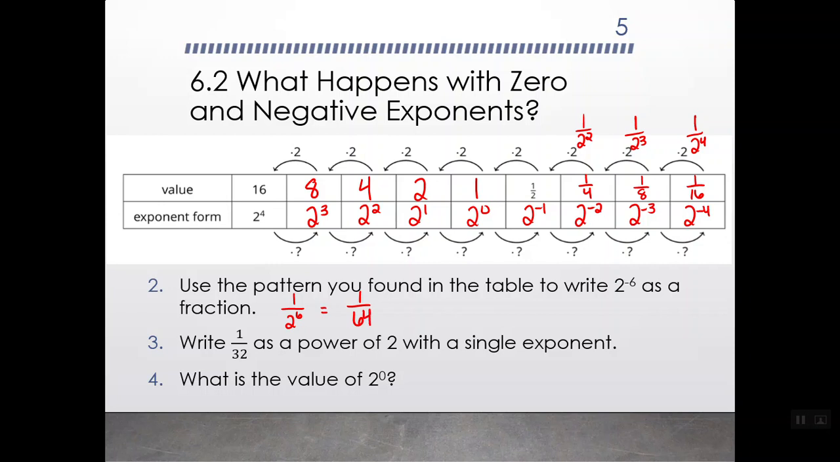So how do we write 1 over 32 as a power of 2 with a single exponent? Well, 32 is the same as 2 to the 5th power, so this would be 1 over 2 to the 5th, which we would say is 2 to the negative 5th. What's the value of 2 to the 0 power? Well, we've learned before with base 10s that anything to the 0 power is going to be 1.